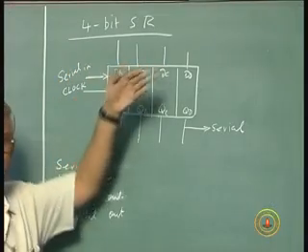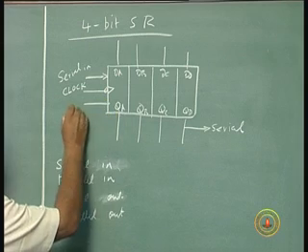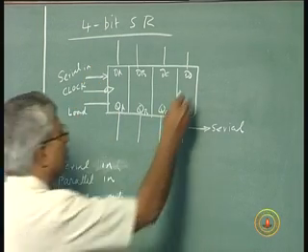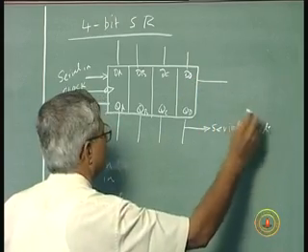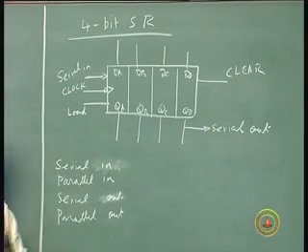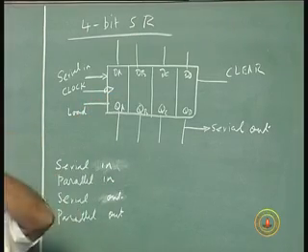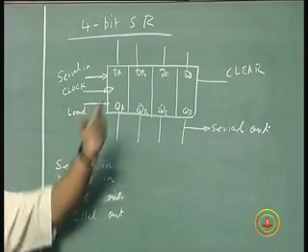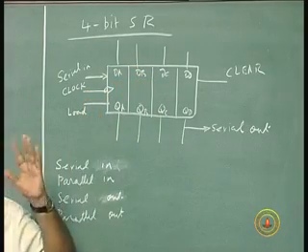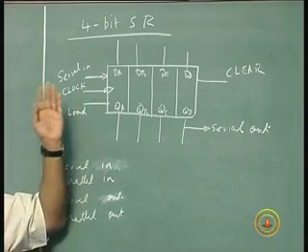So, when I put parallel data in, how do I get them into the flip flops? By loading. So, I need a load which is common to all the flip flops. I can have a clear also which is common to all the flip flops. So, I may have all these features in our shift register. I can clear all the flip flops and make them 0 to start with. I can load a new set of values by putting A, B, C, D different values and loading it on by using load.